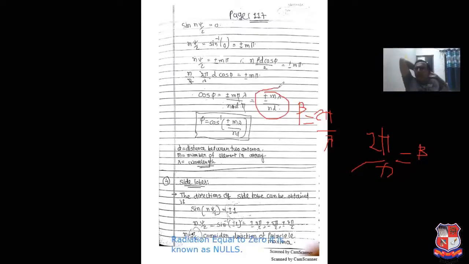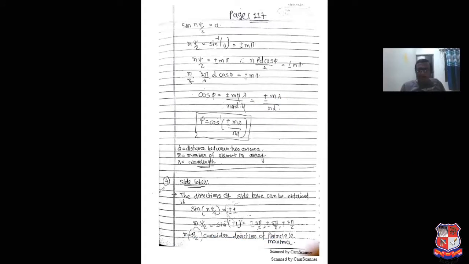So phi equals cos inverse of plus or minus m lambda upon nd, where d equals the distance between the two antennas, n equals the number of elements present in the array, and lambda equals the wavelength. Now next is the side lobe. Side lobe means what? See this diagram. It is the maximum radiation, and then it is known as a side lobe. This is considered a side lobe.